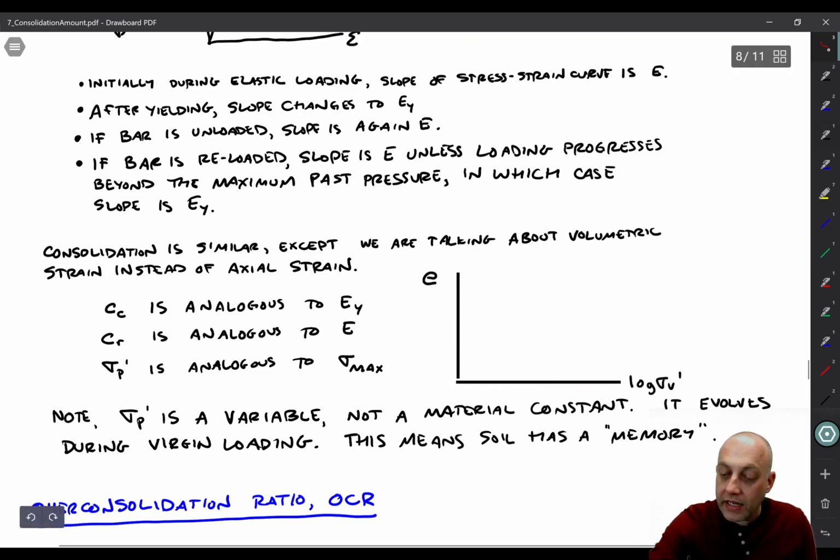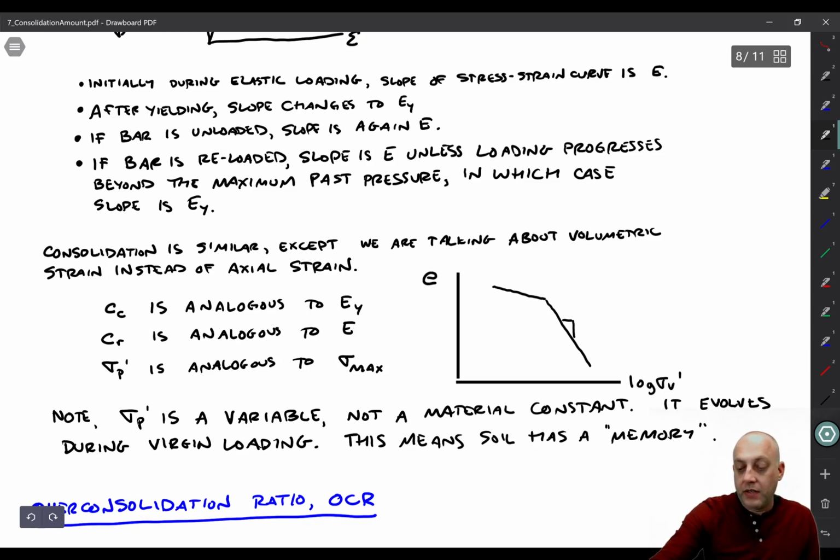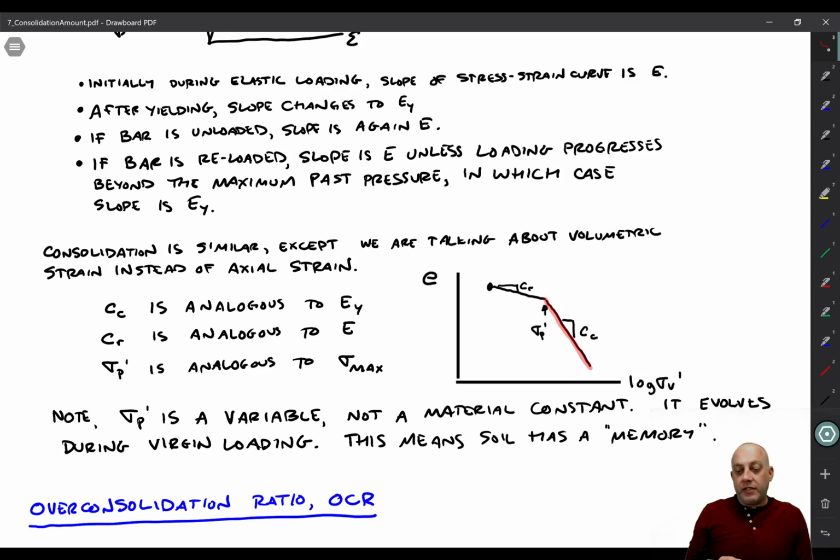And then if we had here's like a C sub r line, and then it would reach a maximum past pressure and go down the C sub c slope. So here's Cc. This one is Cr. This one would be sigma p prime. So at the time, if we started loading from right there, the maximum pressure that the soil's ever experienced would be right at the point where it makes that transition and starts loading on the virgin compression line.